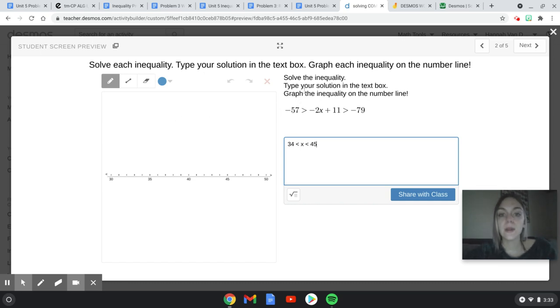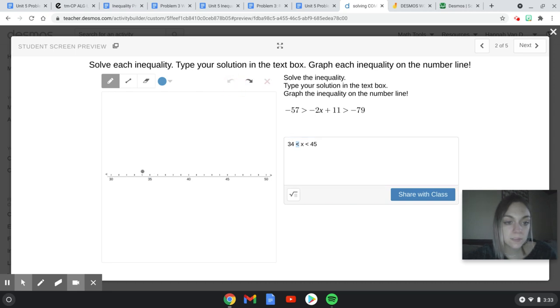Okay, so now I need to graph this inequality on the number line. So I'm going to make an open circle, not a closed circle, making an open circle around 35. Bad circle. Try that one more time. And it's open because I'm dealing with less than. If this were less than or equal to, my circle would be closed. This is just less than.